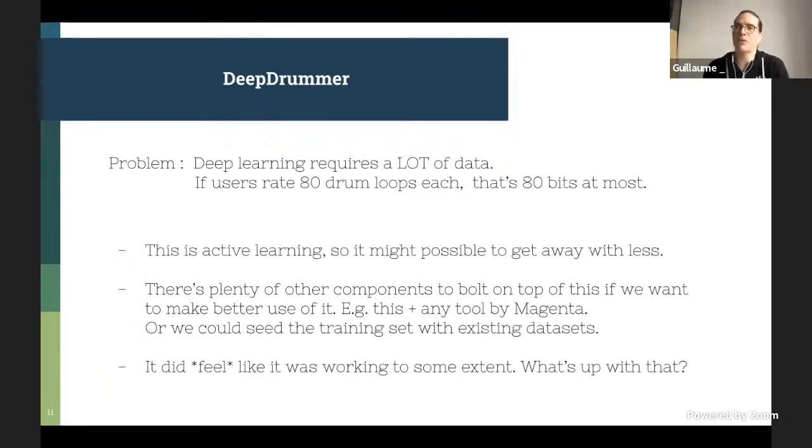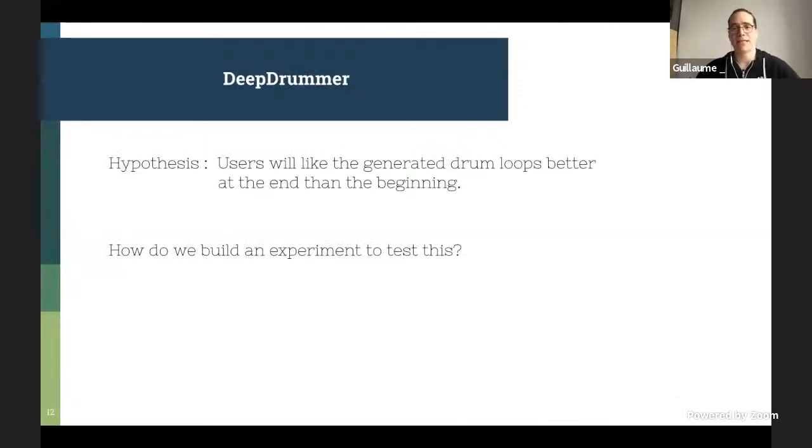But we implemented a prototype of it, and my colleague and I both had the feeling that it was working. And this was the contradiction. It didn't seem like it was supposed to work, but it felt like it did. And so we wanted to investigate further. We thought maybe it's because of the active learning aspect that it works. We don't know, but it's worth an experiment. So the hypothesis is that if we do this interaction with a user starting from nothing, at the end of the interactivity, after 80 ratings, the drum loops generated are going to be better than they were at the beginning, and significantly better. And so how do we build an experiment to test this?